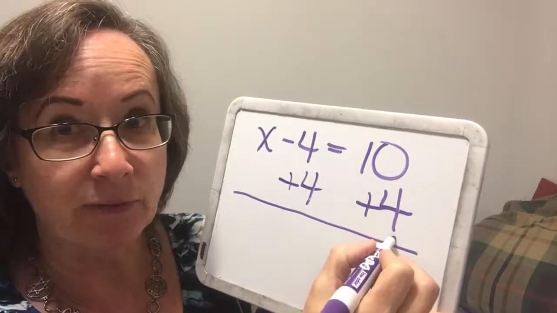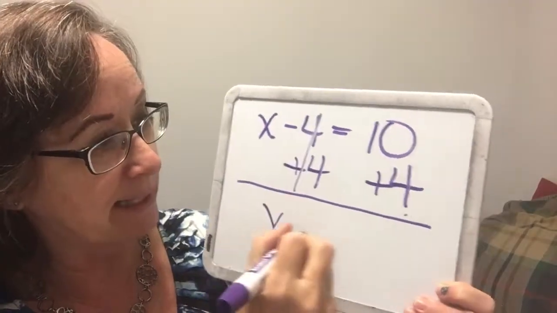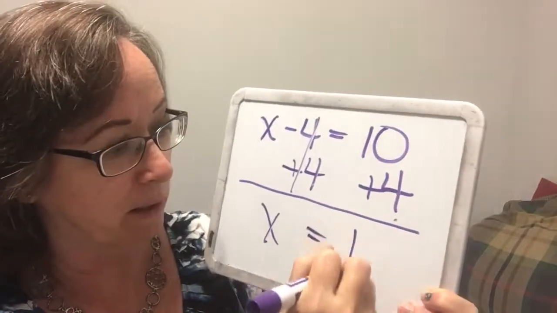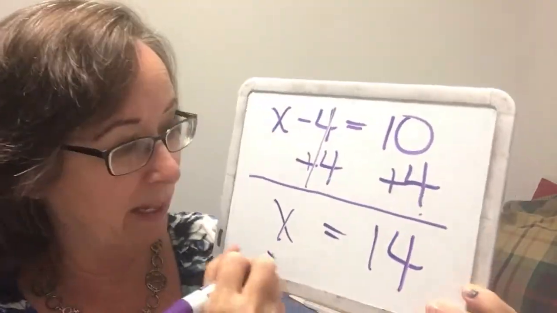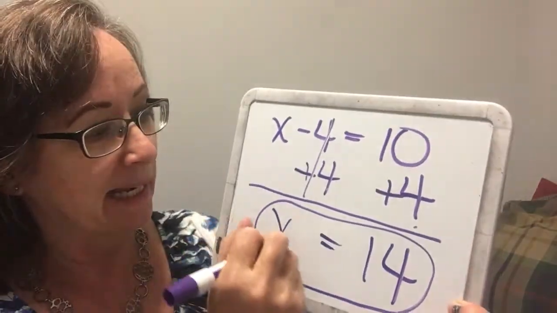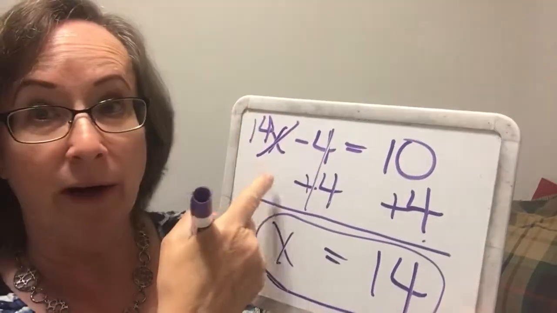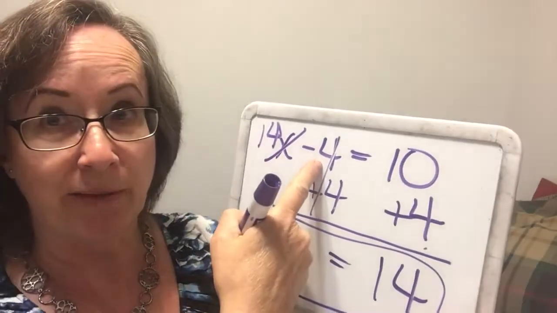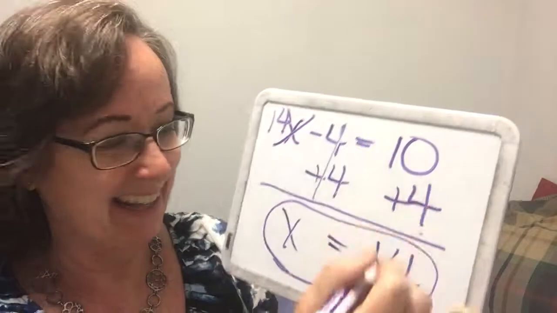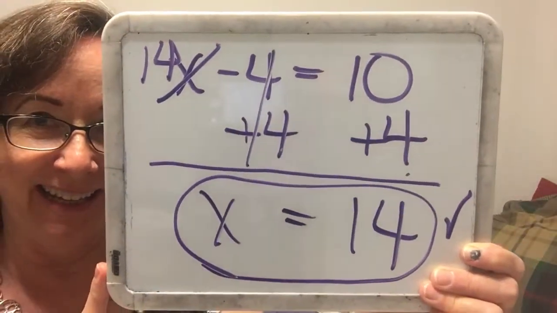Okay, so -4 plus 4. And then we add the plus 4 over here. So this is going to cancel, isn't it? So we're going to have x equals 10 plus 4. So now we have a solution. But let's make sure it's a solution. Let's take the 14 and plug it right in here for the x. 14 take away 4 is 10. Therefore, our solution is a true solution.